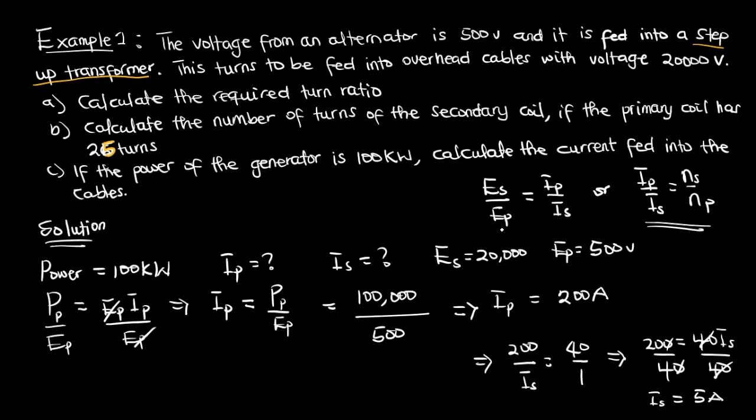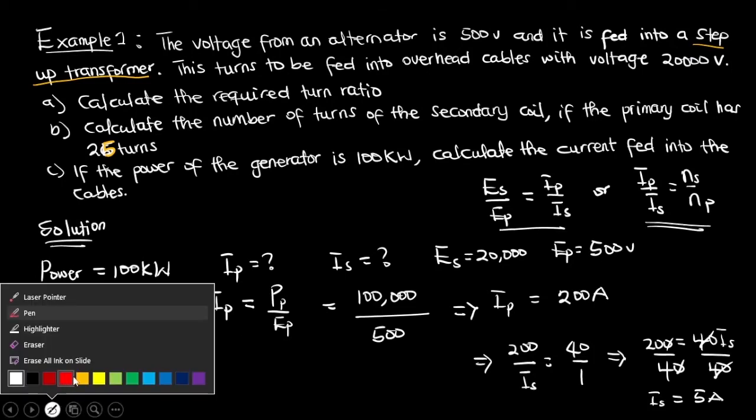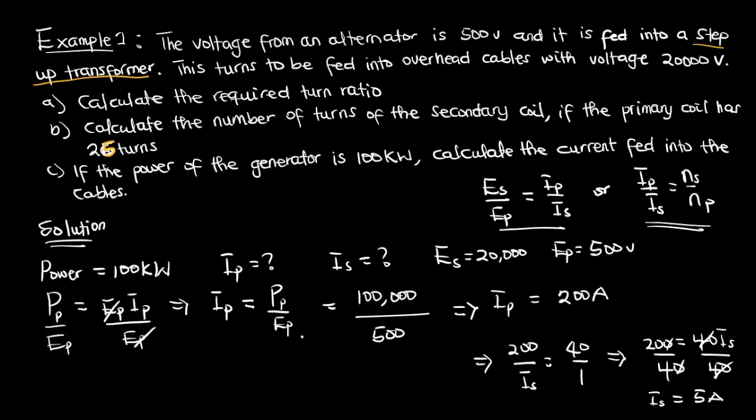Or we can also use this side. So let me use a different color to show that one. So our ES is 20,000, which is this guy, over our E primary, which is 500. And that is equal to our IP, which we found is 200 over our IS, okay? So if we cross multiply, we realize that we will have 20,000 IS is equal to 500 multiplied by 200, right?